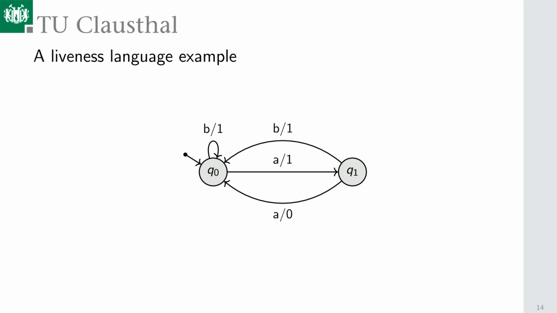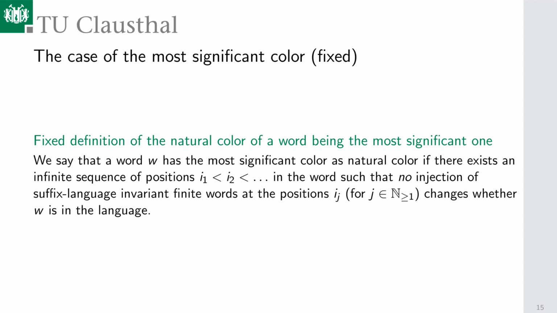The example, however, provides us some intuition on how to fix the definition of a word having the most significant natural color. The problem is that injections are possible at arbitrary points in the word. If the suffix invariant words can only be injected between the consecutive A's in the word, then there is no problem. But how do we define where suffix language invariant words can be injected? Well, perhaps we can get around this problem by using a quantifier. And this leads us to a fixed definition of when a word has the most significant color as its natural color.